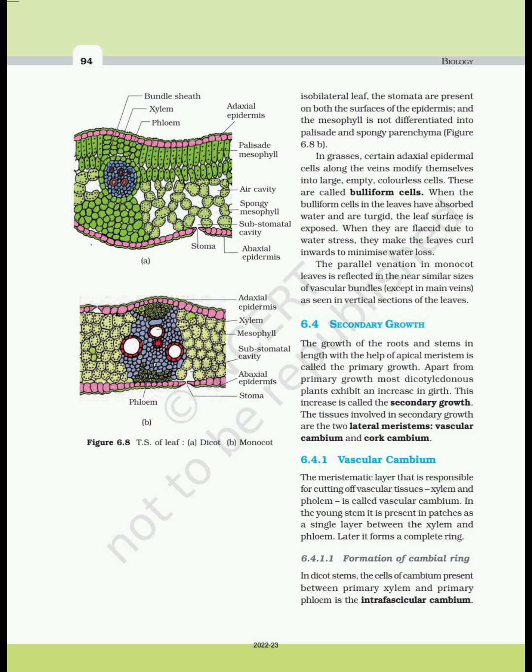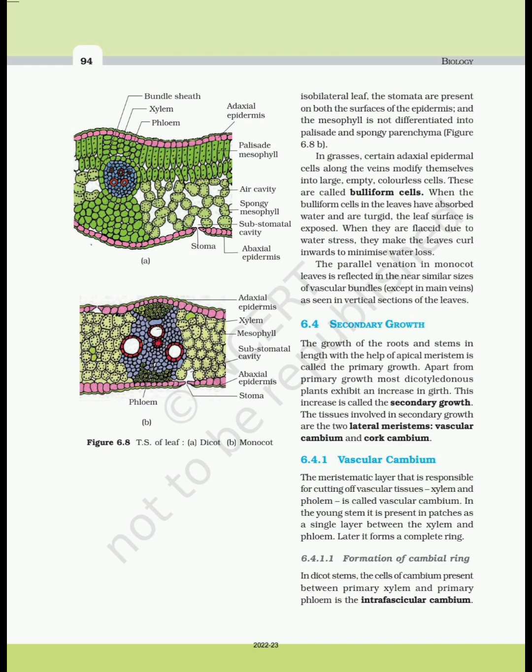When the bulliform cells in the leaves have absorbed water and are turgid, the leaf surface is exposed. When they are flaccid due to water stress, they make the leaves curl inwards to minimize water loss. The parallel venation in monocot leaves is reflected in the near similar sizes of vascular bundles except in main veins, as seen in vertical sections of the leaves.